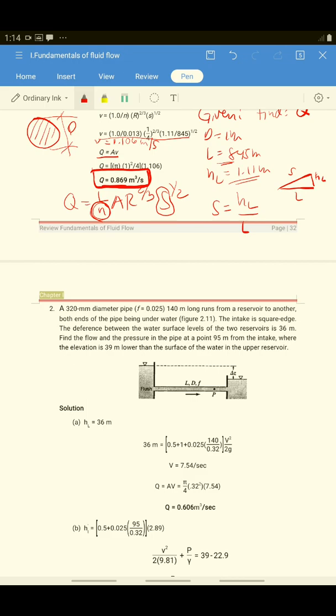Okay, for number 2, you have here a 320 mm diameter pipe. F is 0.025, 140 meters long, runs from one reservoir to another, both ends of the pipe being underwater. That is in figure 2.12. So this is your figure 2.11. The intake is square edge.